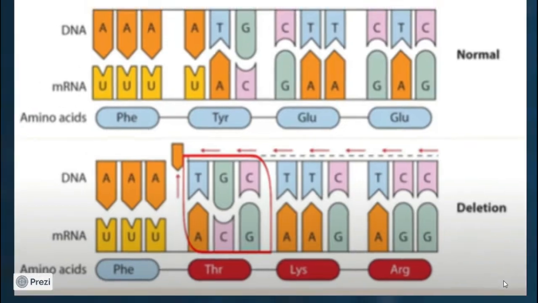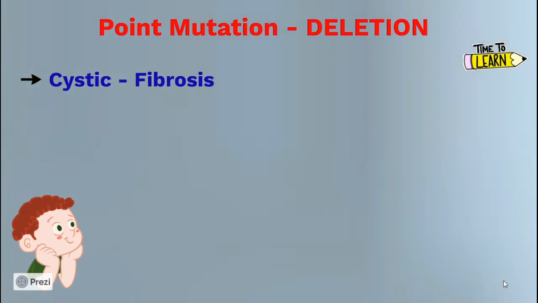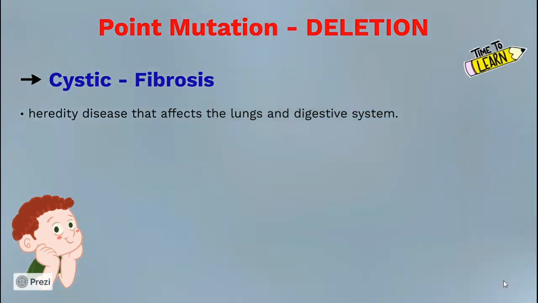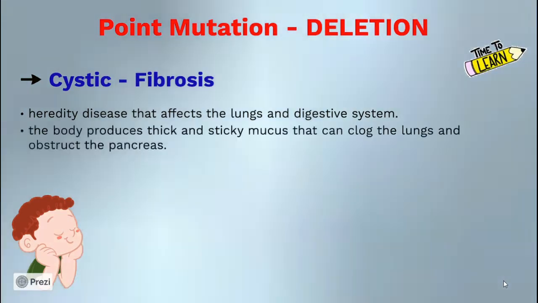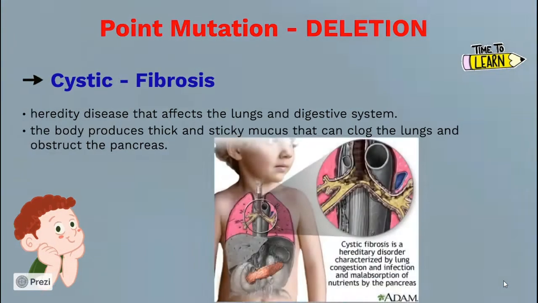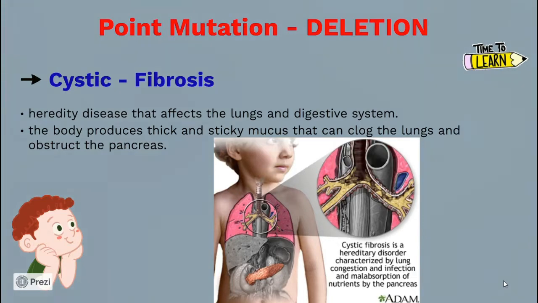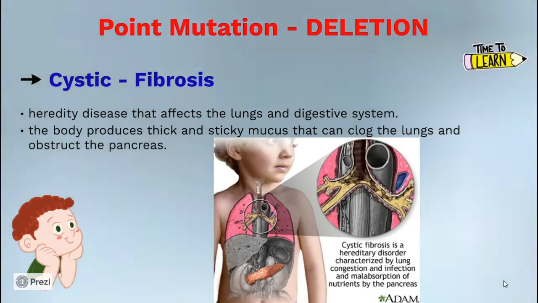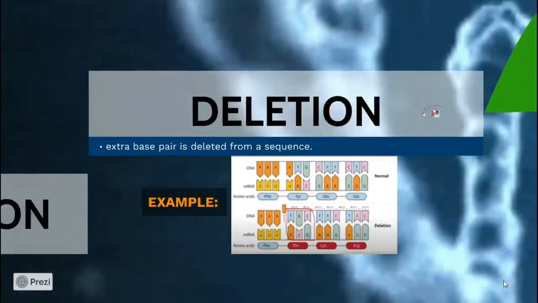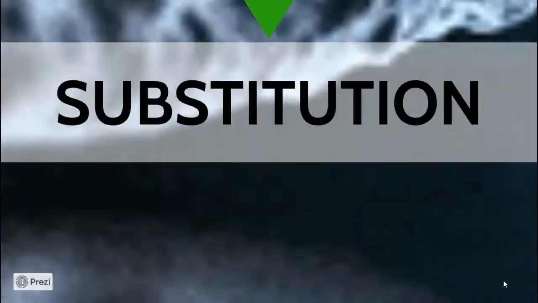And there are some diseases that are caused by deletion, of course. What we have here is cystic fibrosis. Cystic fibrosis is a hereditary disease that affects the lungs and digestive system. As you've seen in the picture, the body produces thick and sticky mucus that can clog the lungs and obstruct the pancreas. And we have another type of point mutation, which is substitution.